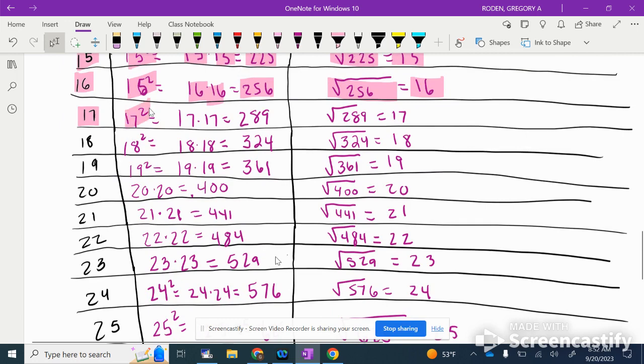17 squared is 17 times 17. That's 289. The square root of 289 is 17. It's funny because Mr. Sansoni has all these memorized. He's like a whole human calculator.